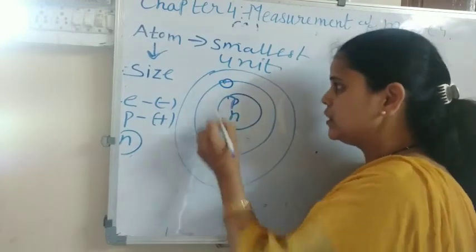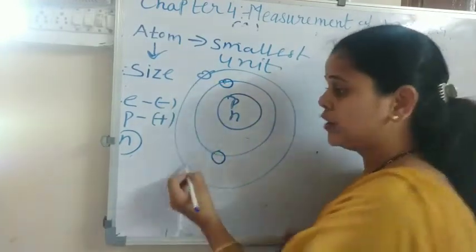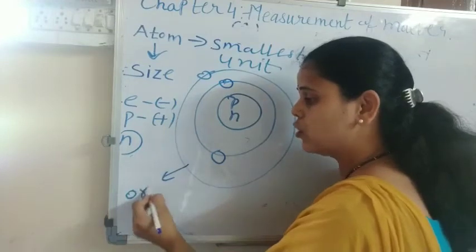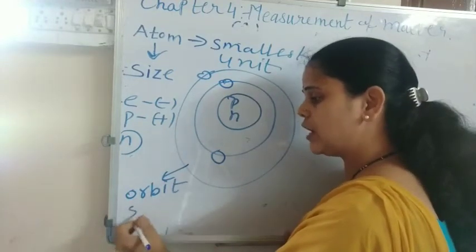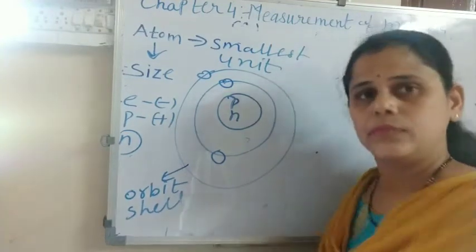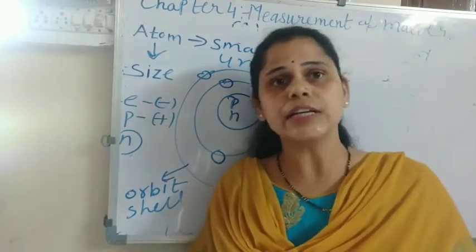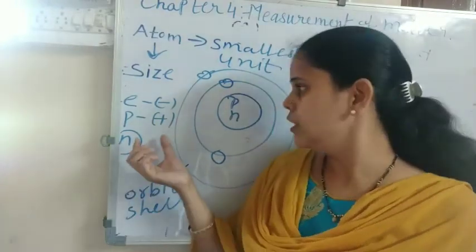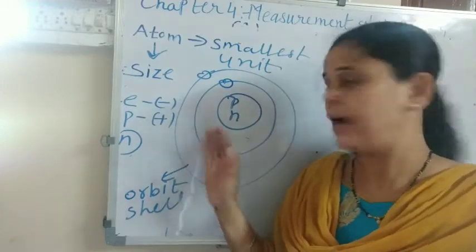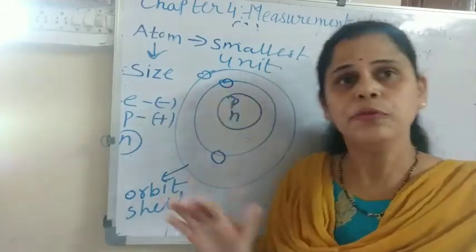That means in this path, and this path is called the orbit or shell. Orbit or shell. It's clear. In the 8th standard you already learned this topic, atom and the structure of atom.